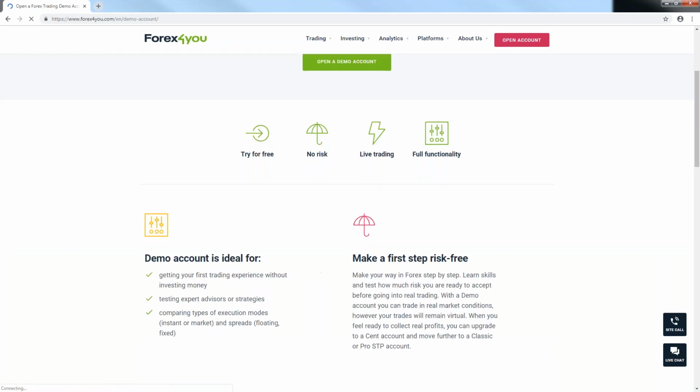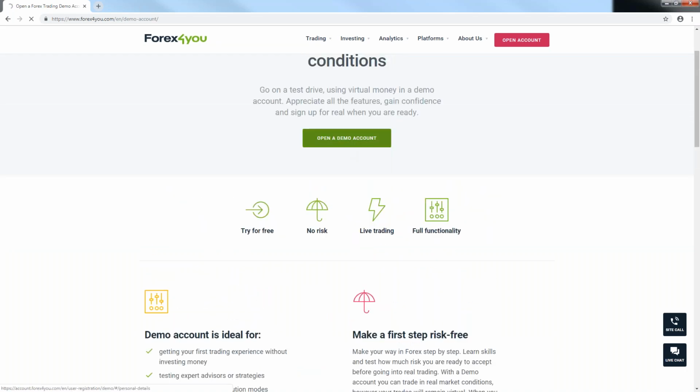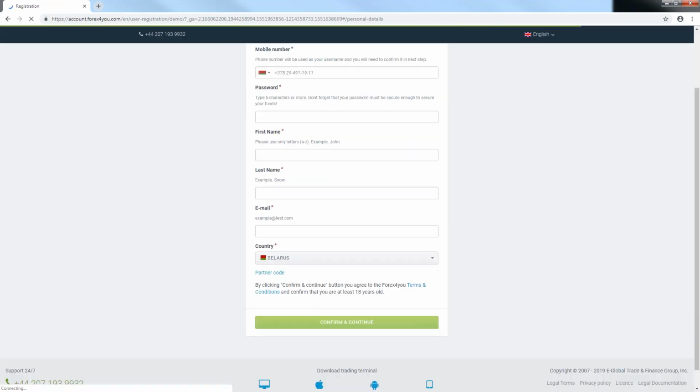All right. Then you can see the form. You click on here, and then you fill all the information, including your phone number, password, first name, last name, email, and the country as well. All right.